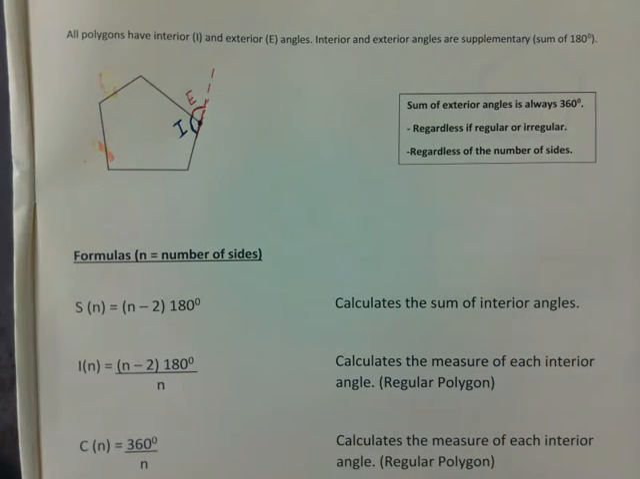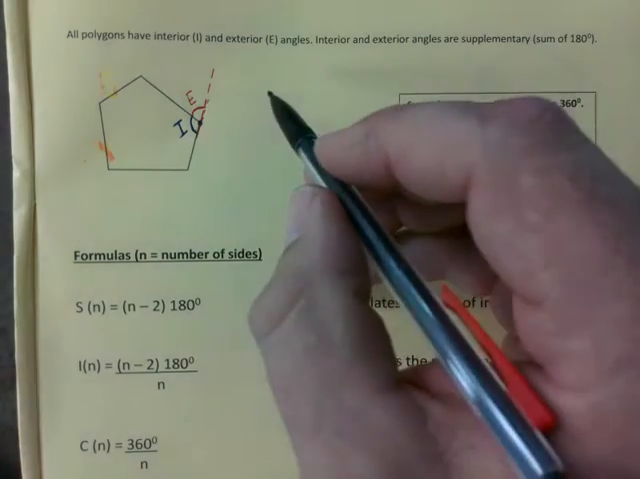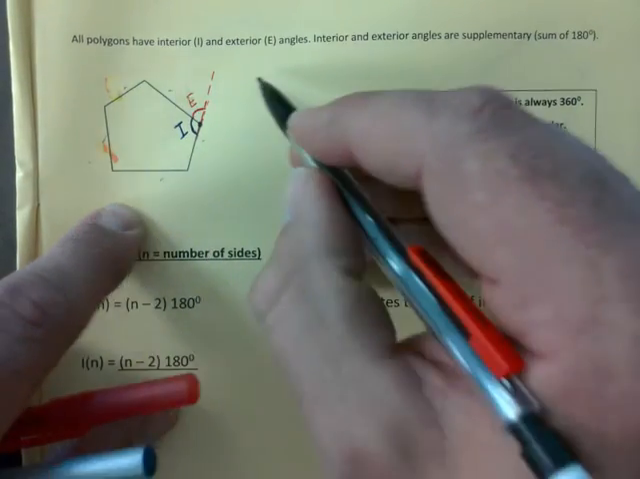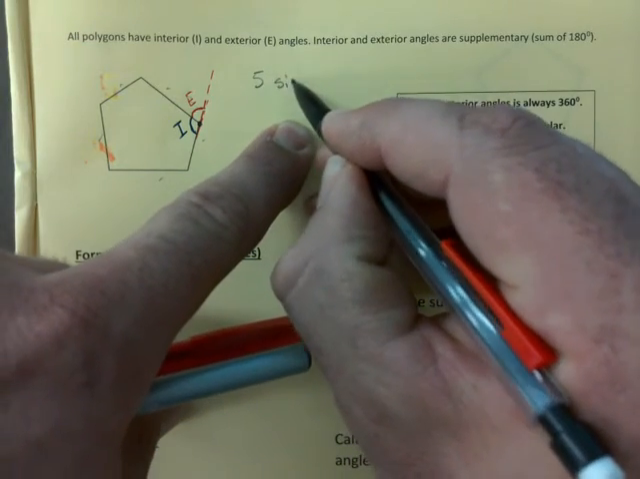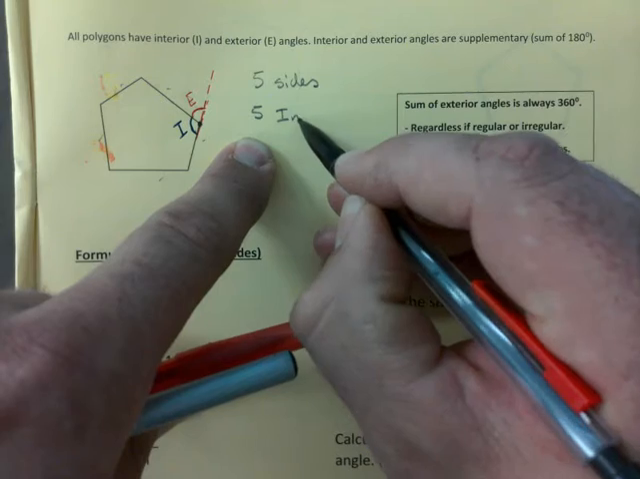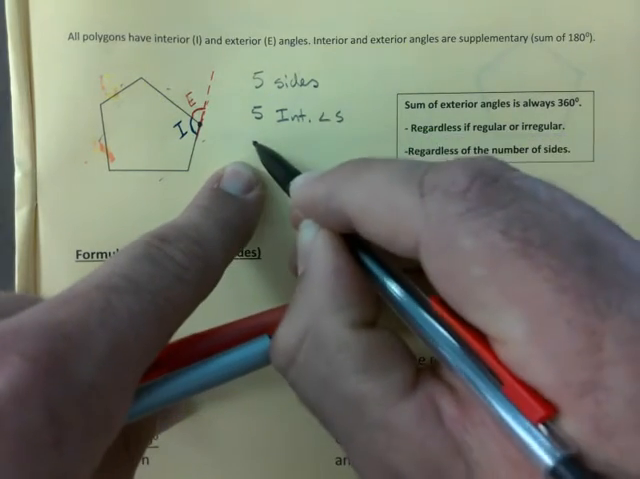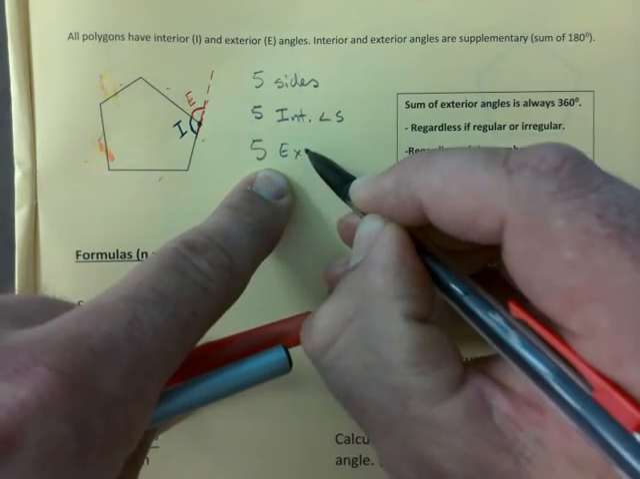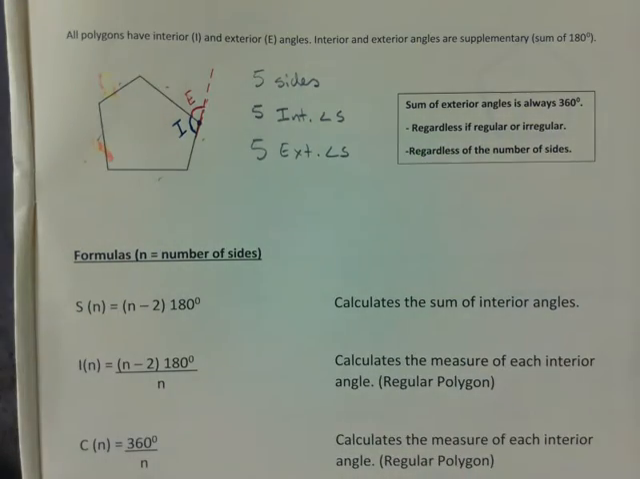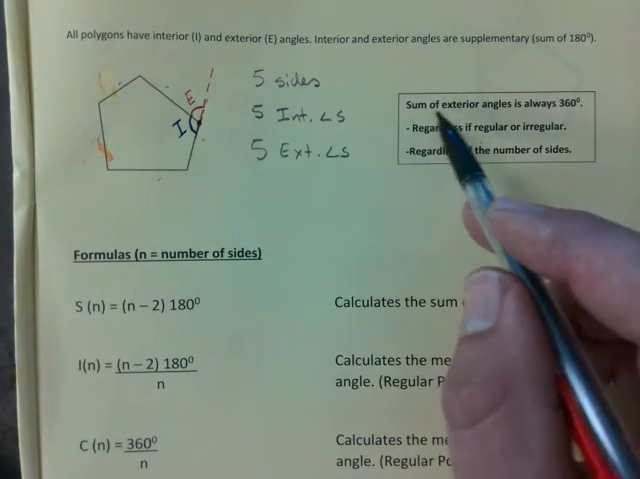I will tell you this here. It might come up again, but this has how many sides? 1, 2, 3, 4, 5. 5 sides, 5 interior angles, 5 exterior angles. That pattern is always there. Triangle, 3 sides, it will have 3 interior, 3 exterior.